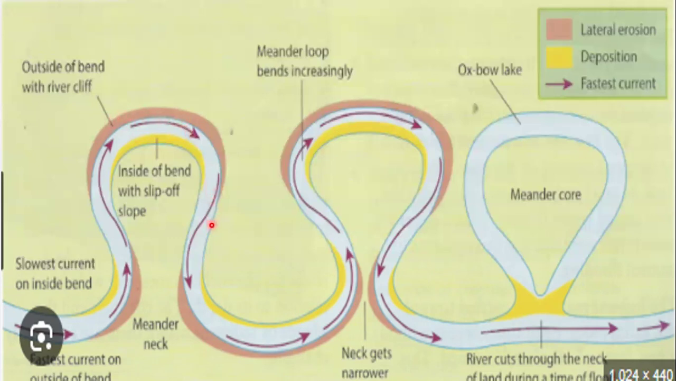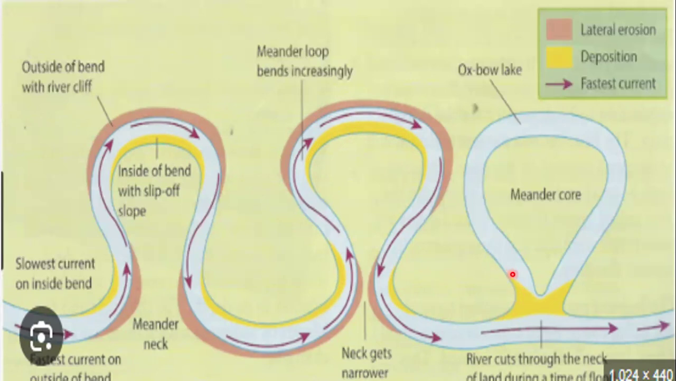Whereas on the convex side, the speed of the river slows down and so the river starts doing deposition. Here, deposition is being done. This side, the inside bend, the slip-off slope, is where deposition is being done, and here it is erosion that is dominant. So this is how, forming meanders and doing erosion and deposition, the river flows forming bends.